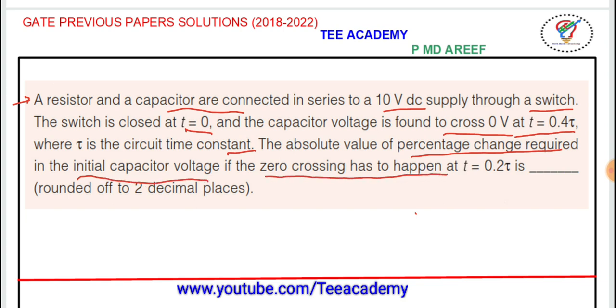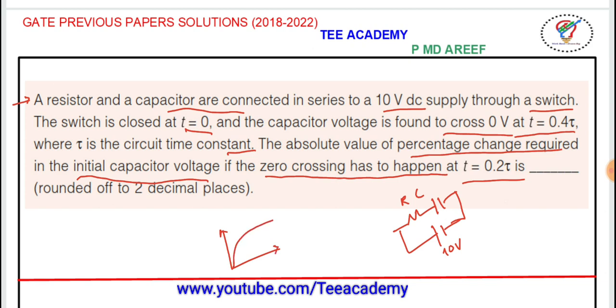at 0.2 tau is. So we know that there is a capacitor and resistor circuit here, and it is connected to a 10 volts DC supply. So generally what the capacitor will do is the capacitor is going to be charged. When the capacitor is going to be charged, its voltage, initially 0, is going to rise like this. Now in the given question they said that there is a reference line here. So the reference line is at t is equal to 0.4 tau.